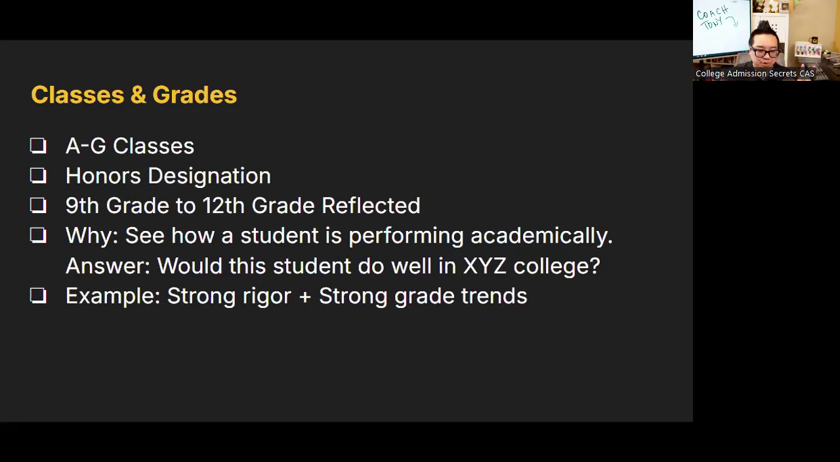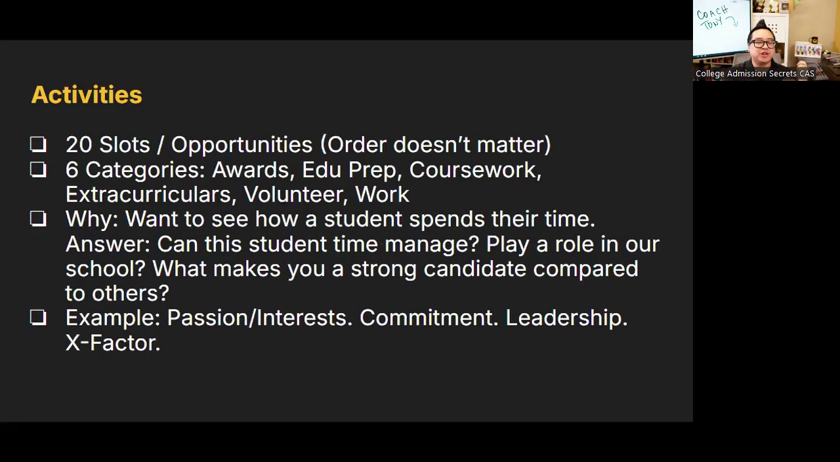The two big things we're looking for are very strong grades and strong grade trends for the academics. Moving over to activities. There are 20 slots, or think of it as 20 opportunities to share how you spend your time. Unlike the Common App, the UCs do not care about the order. You can put them in whatever order you want.